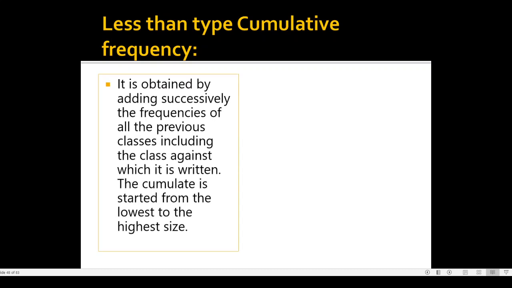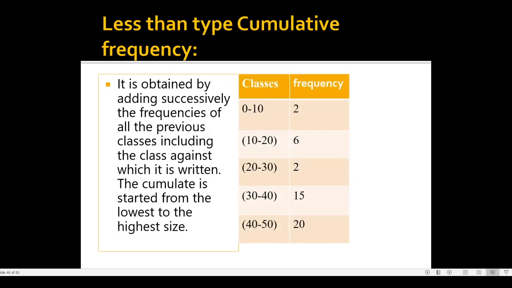It is obtained by adding successively the frequencies of all the previous classes including the class against which it is written. The cumulation is started from the lowest to the highest side. Suppose we are given this type of problem. Classes 0 to 10, 10 to 20, 20 to 30, 30 to 40 and 40 to 50. Suppose these are our classes and corresponding frequencies 2, 6, 2, 15 and 20.